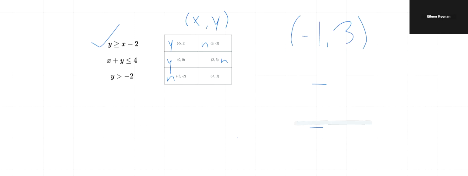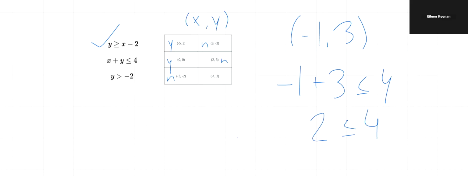And then we've got x plus y. So -1 plus 3 is less than or equal to 4. -1 plus 3 will give us 2, which is less than or equal to 4. That's true. So the second inequality checks out.